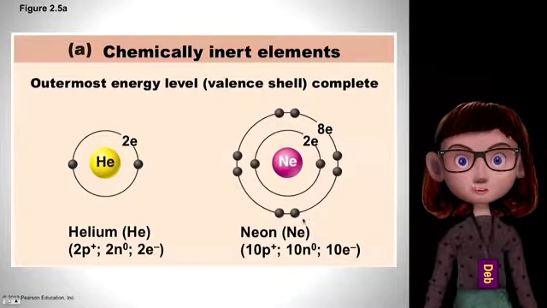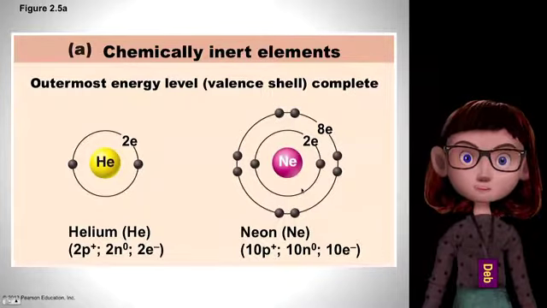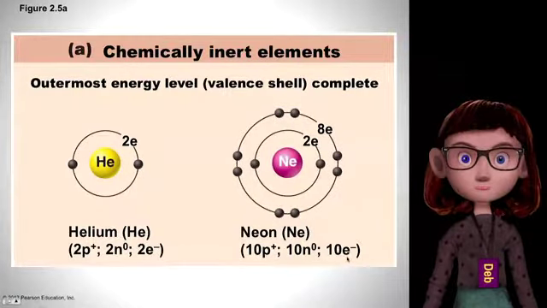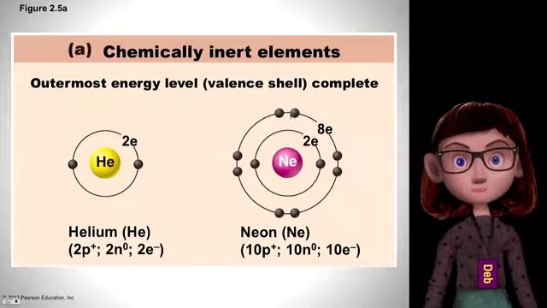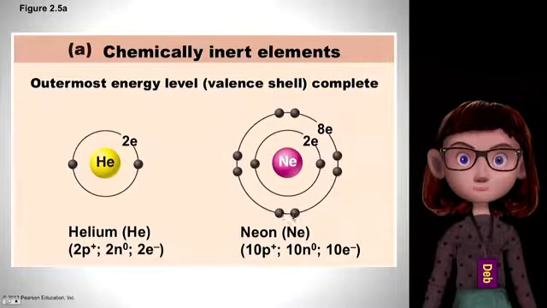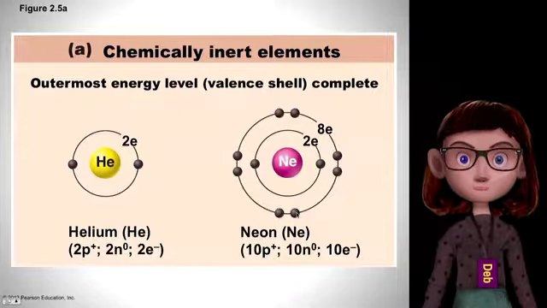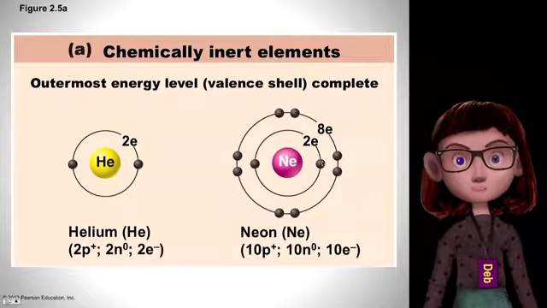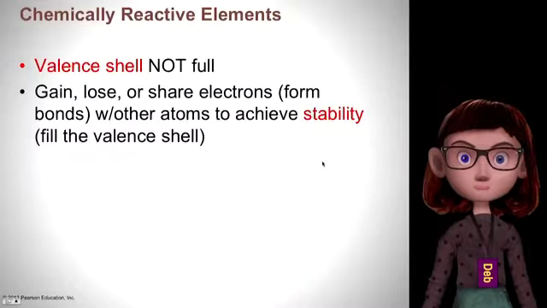Now, here's another one. This is quite a bit larger. Neon, the atomic number is 10, so there are 10 protons and 10 electrons in the neutral state. So let's go ahead and count these electrons. There's 1, 2 in the first shell, and then we have 1, 2, 3, 4, 5, 6, 7, and 8. And that fulfills the octet rule. The valence shell, the outermost shell, is complete. So that's why these atoms tend not to interact with other atoms.